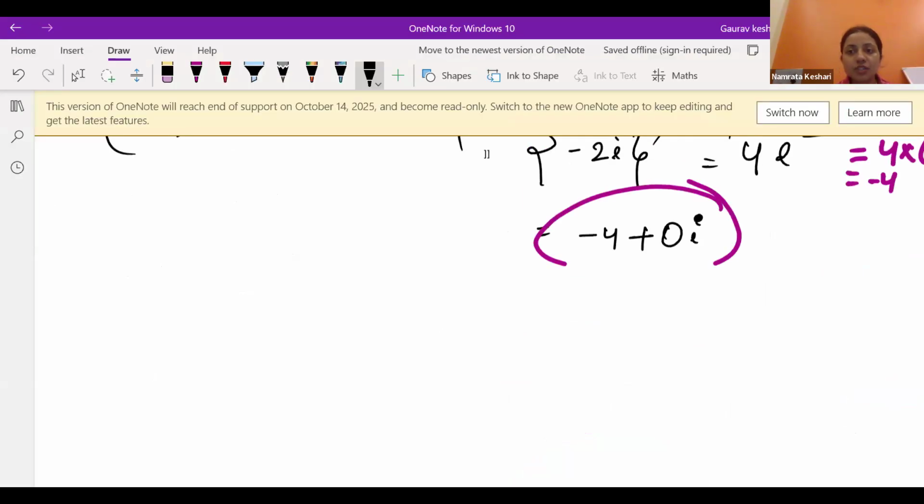PDF I will share. So if I share the PDF, then you will be getting all of this, right?